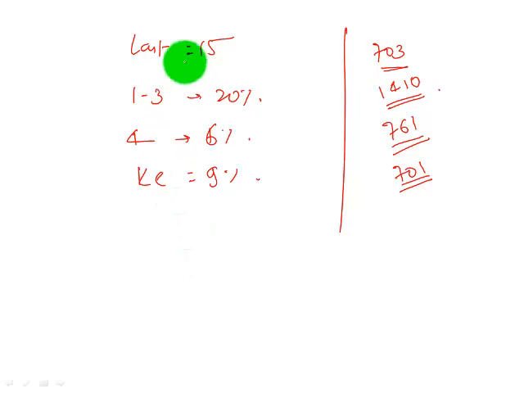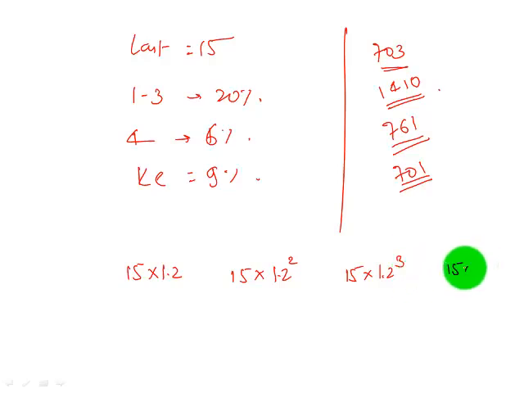Let's do it together. You first have to find out the first 3 dividends and then the terminal value at the end of year 3, because the dividend becomes constant from year 4. So year 1 is 15 into 1.2. 15 into 1.2 raised to 2. 15 into 1.2 raised to 3. These are my first 3 dividends. Then we will find out the 4th dividend, but won't use it as a cash flow, but use it for the purpose of finding out the terminal value.